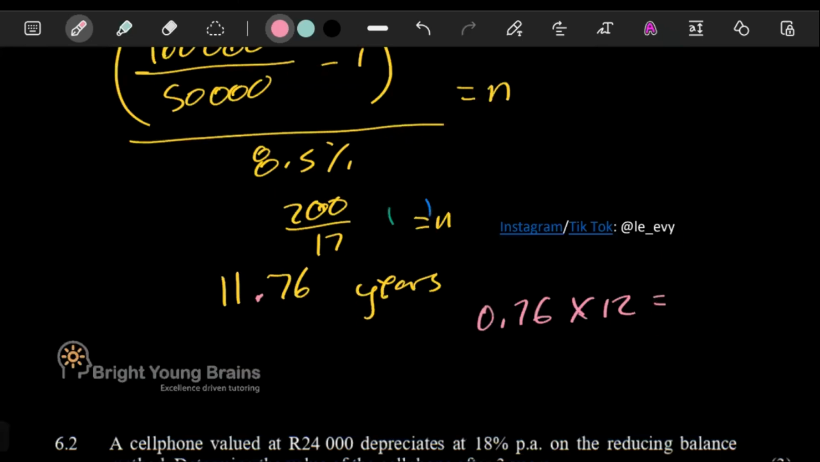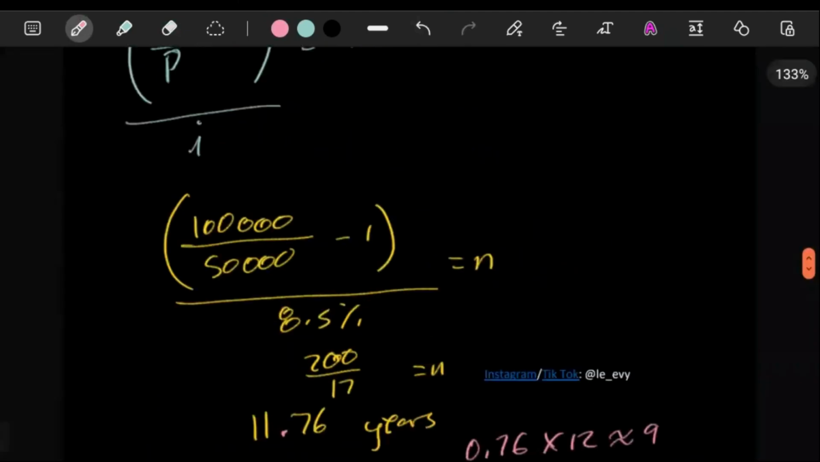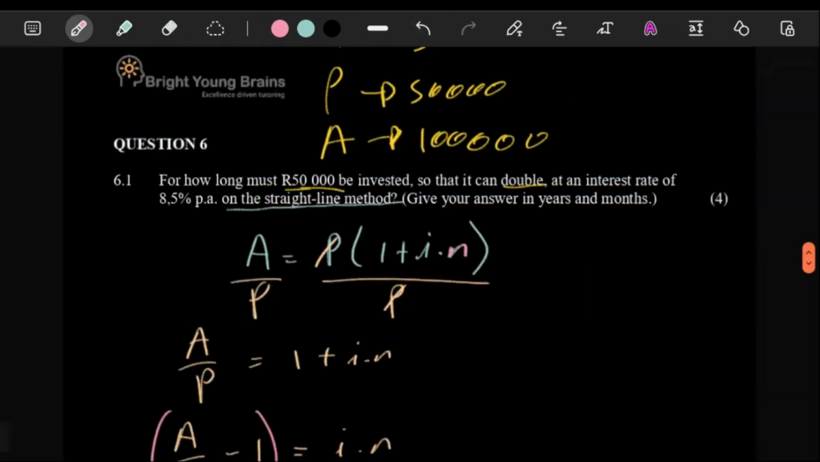So let me actually do this. Oh, I want to put the approximate symbol. So this is approximately 9 months. So here we can say, therefore, 11 years and 9 months. If you wrote it like this, that's still 100% fine because here they didn't necessarily specify.